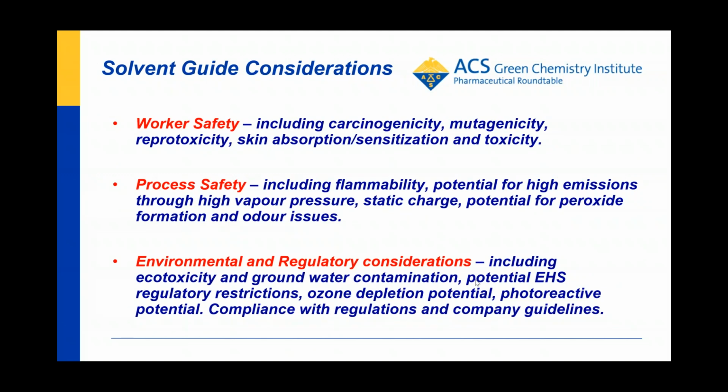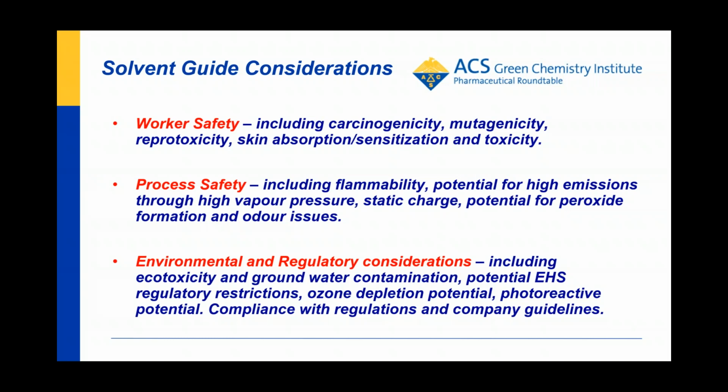Okay. A number of solvent guides have been promoted, and the themes behind all of them, and we'll see a couple of examples on the next slide, are these three things on this slide. The first one, the most important, is obviously worker safety: the carcinogenicity, mutagenicity, toxicity, etc. known about a solvent, found on the material safety data sheet which comes with the solvent. The second is process safety: the flammability, the flash point, potential for high emissions through a high vapor pressure, static charge, potential for peroxide formation, and obviously odor issues. And the final thing, taken into consideration in the development of a lot of solvent guides, is environmental and regulatory considerations, such as ecotoxicity, potential EHS regulatory restrictions, ozone depletion potential, etc.